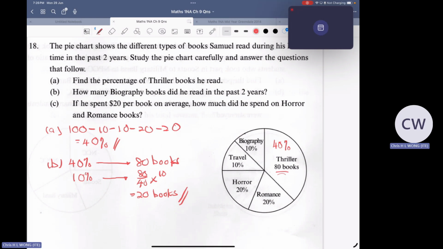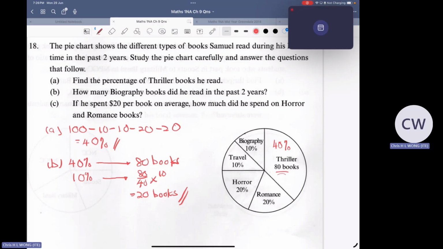Third question. If he spent $20 per book, on average, how much did he spend on horror and romance? He read 20% of the books on horror, and 20% of the books in the past 2 years on romance. How much did he spend on the books on horror and romance? Given to you, one book costs $20. You need to find out how many books this is. 20% and 20%.